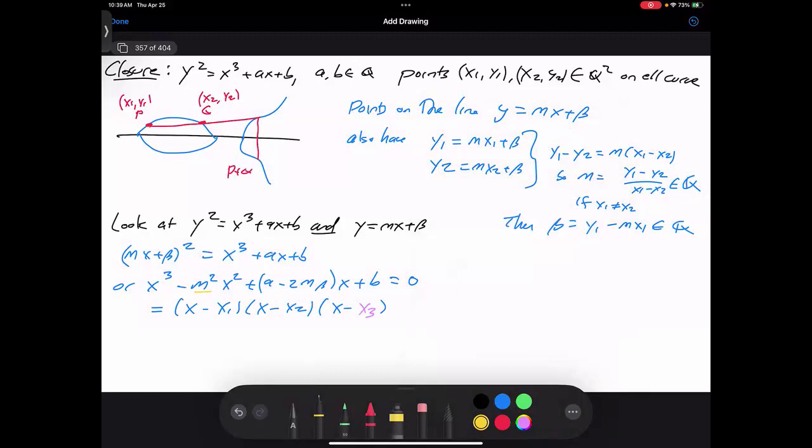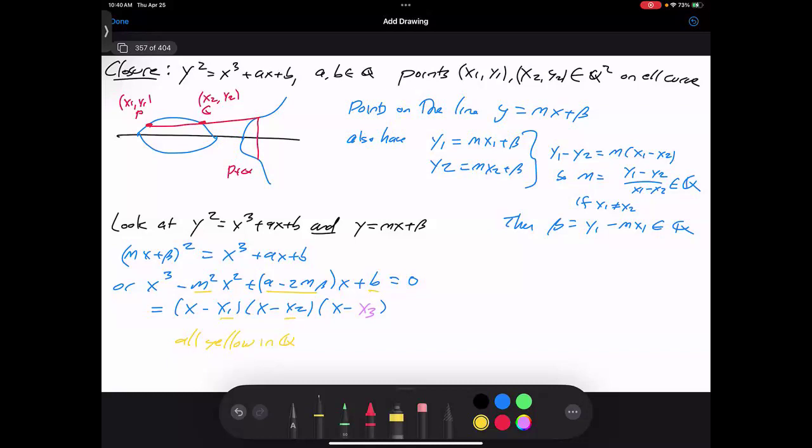And then everything that I'm underlining is rational. What must be true about x3? Which term do you look at to show that x3 has to be rational? Well, unfortunately, we know B is rational. Yes. We know x1 and x2 are rational. Yes. That's not enough to prove that x3 is rational.